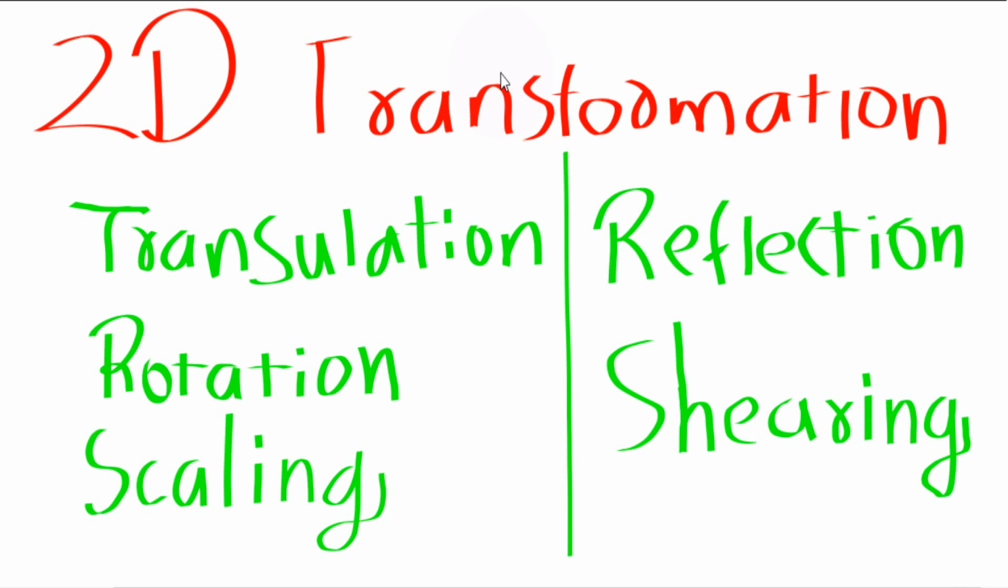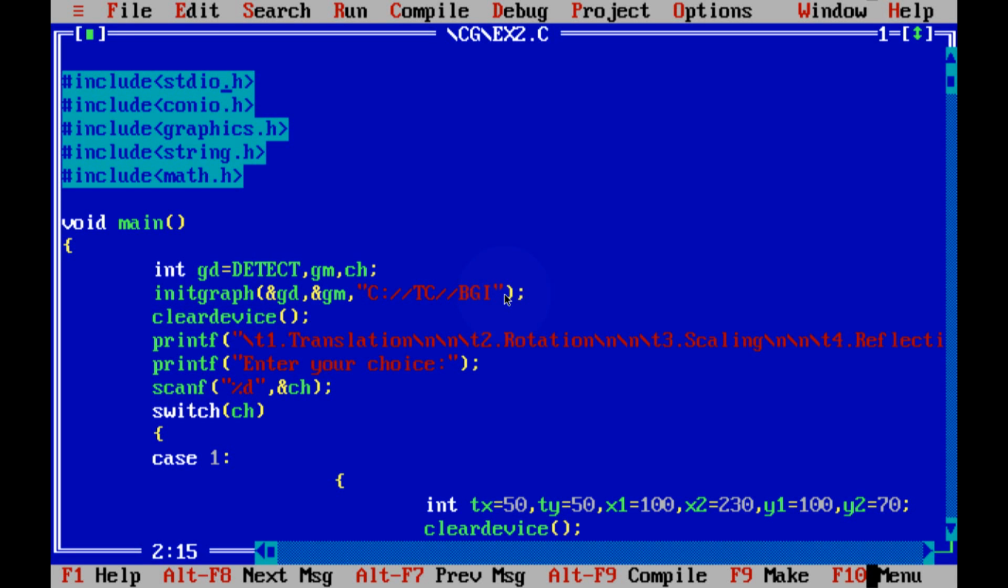So in this video we're going to see about 2D transformation. It's going to be about translation, rotation, scaling, reflection and shearing. Likewise in all our programs we are just importing all the library files, and then here we have our main function, which is a void main, and then the first statement, which is a very well known statement, and then we are initializing the graph just like our previous exercises, and then we are clearing the device.